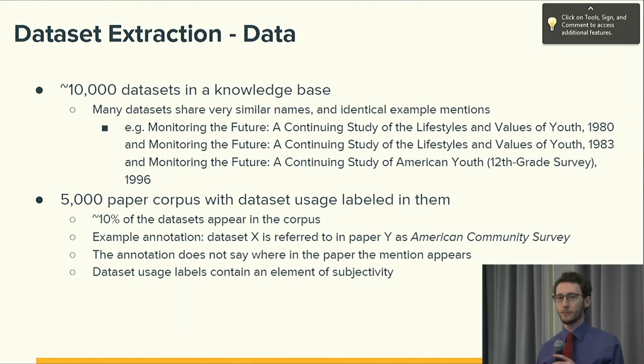Additionally, there's an element of subjectivity in these labels, so they were done by humans, and in particular, dataset usage specifically means that the paper used the dataset. It doesn't just mean that the dataset was referenced in the paper. Even sometimes looking at it as a human, it's not entirely clear where the line is between used and referred to, and it makes the task more than just finding a dataset that's mentioned in a paper. You also want to learn what it means for a dataset to be used in a paper.